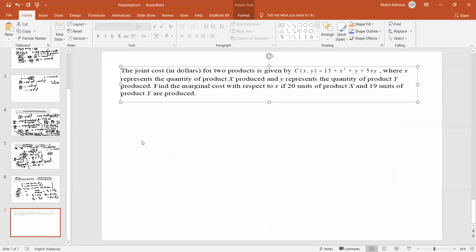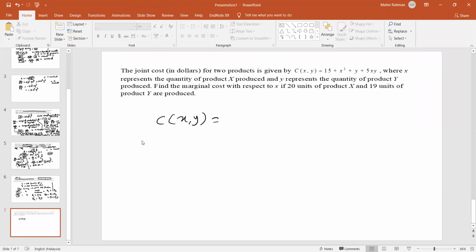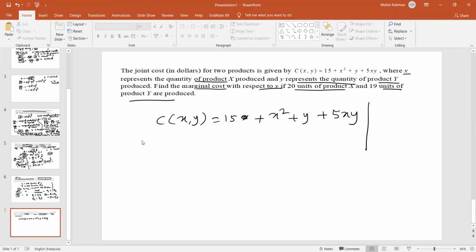Here you see that this is the joint cost function. We write down first C(X,Y) equals 15 plus X squared plus Y plus 5XY, where X represents the quantity of product X and Y represents the quantity of product Y. You have to find the marginal cost with respect to X if 20 units of product X and 90 units of product Y are produced. That means if X is equal to 20 and Y is equal to 19, then you have to calculate the marginal cost with respect to X.